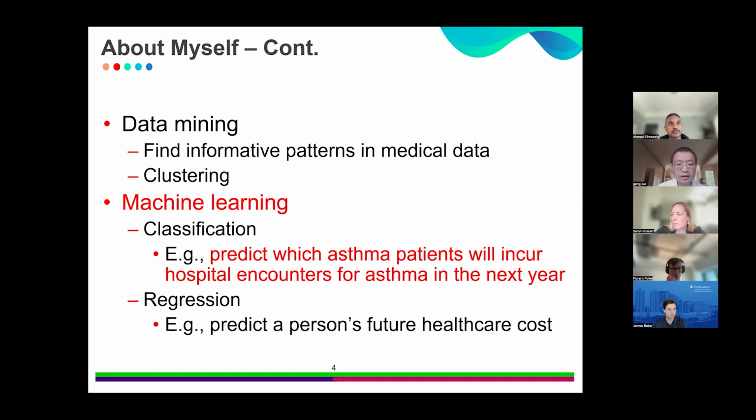In general, machine learning covers 2 topics, classification and regression. Classification is about predicting categorical valued outcomes, such as among all asthma patients, who are likely to incur hospital encounters for asthma next year. If we change the prediction target to a numerical value, then we are essentially doing regression, such as predicting a patient's future healthcare cost.